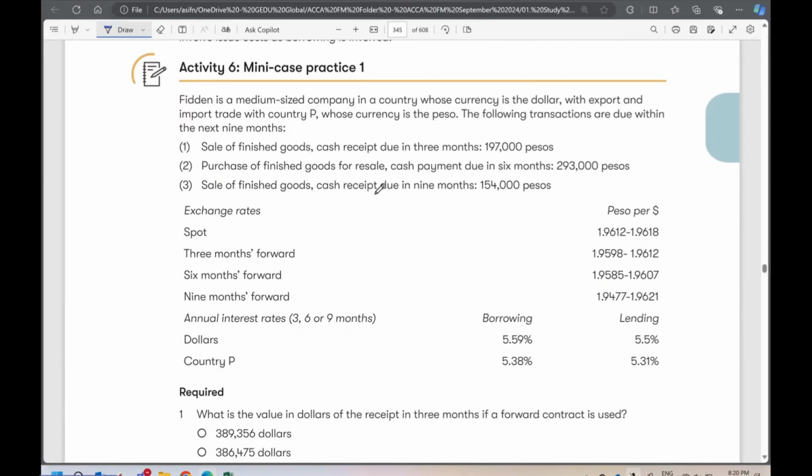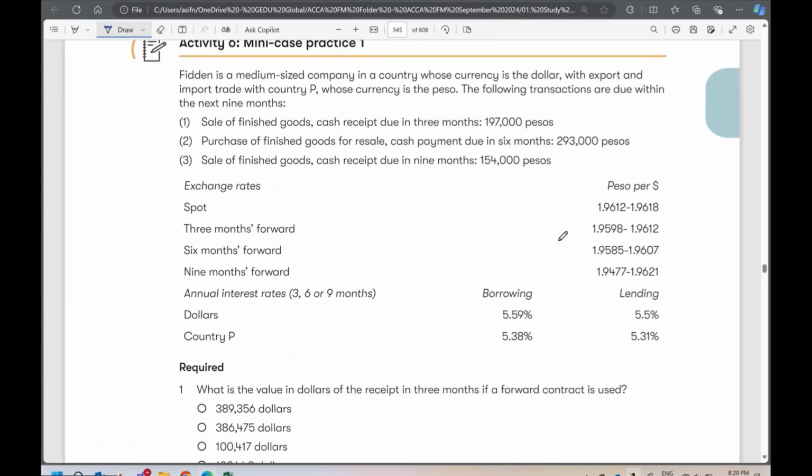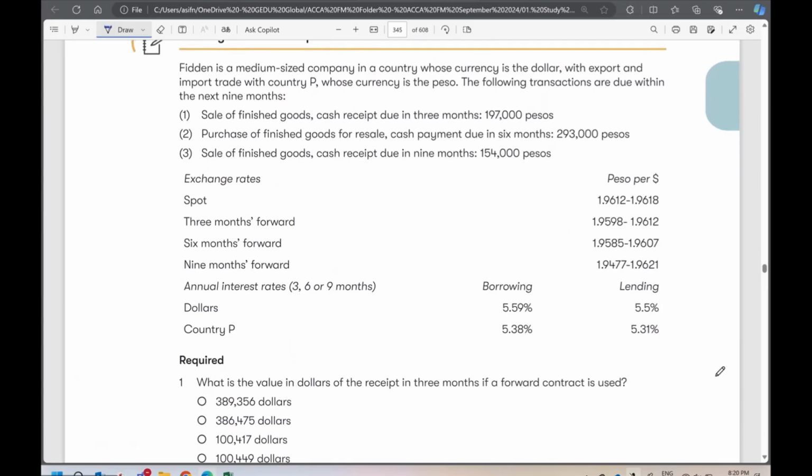Let's do this question, a mini case. This is a similar question we have in the past exam paper as well. What is the value in dollars of the receipt?